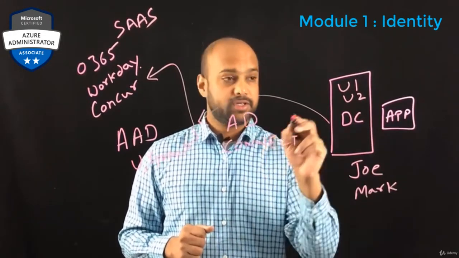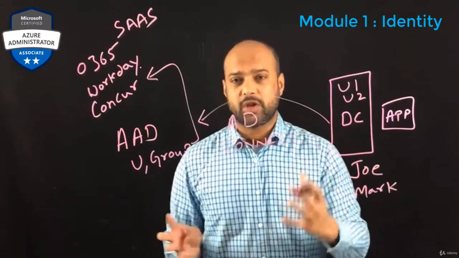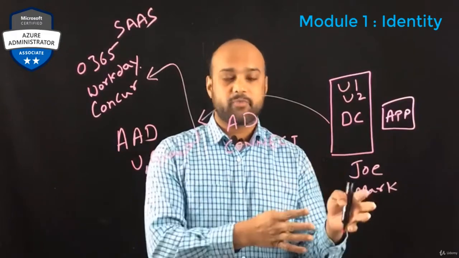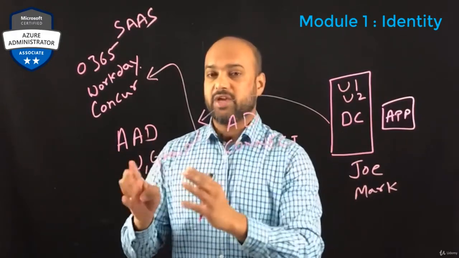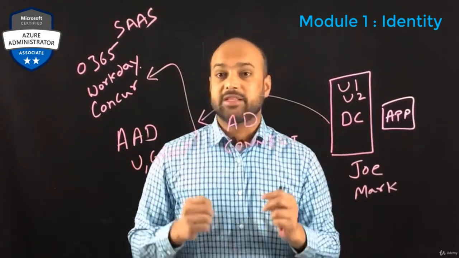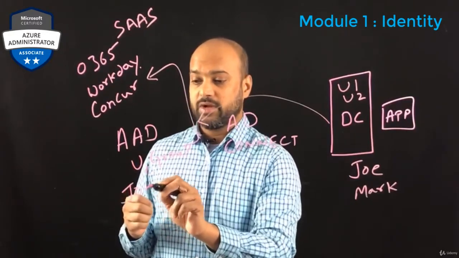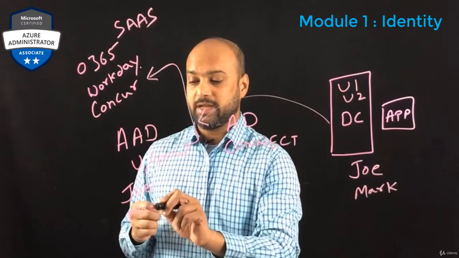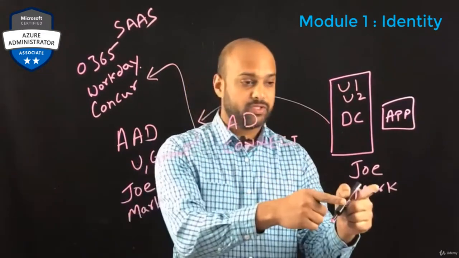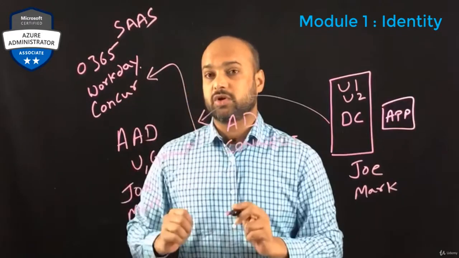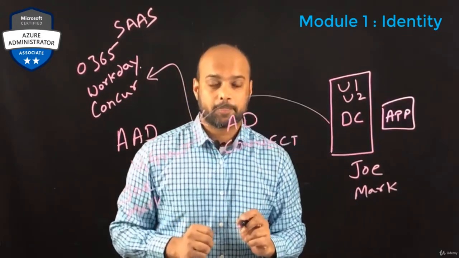This connector runs on your premise on one of the member servers, and it will synchronize your on-premise identities to Azure Active Directory. And this will assist your users now in the cloud. Let's call them, again, Joe and Mark, because these users, Joe and Mark, got synchronized to Azure AD. They can then log into your cloud-based applications.